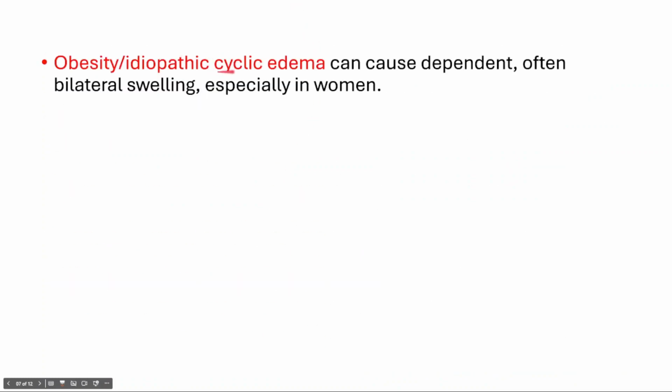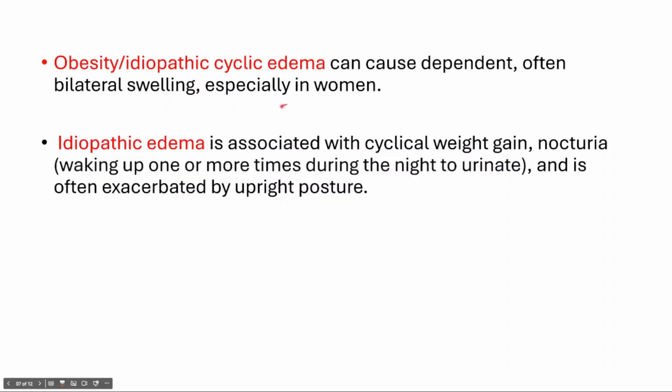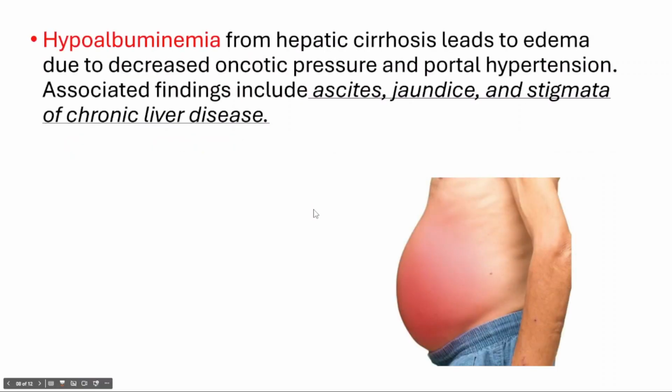Obesity and idiopathic cyclic edema can cause dependent, often bilateral swelling, especially in women. And idiopathic edema is associated with cyclical weight gain, nocturia, which is waking up one or more times during the night to urinate, and is often exacerbated by upright posture.